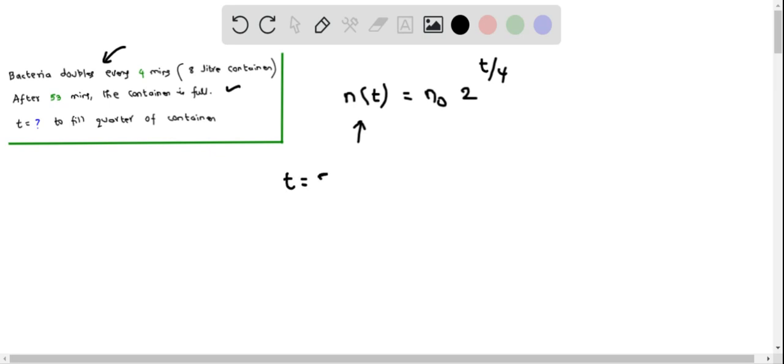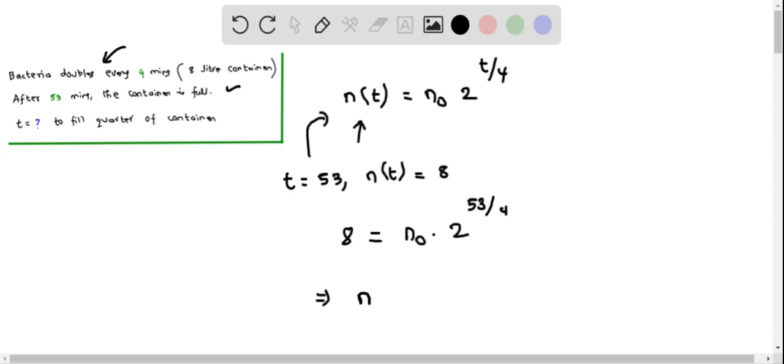And we're also given this, that is after 53 minutes the container is full, that is when t equals 53, N(t) equals 8 liters. So there are about 8 liters of bacteria after 53 minutes. Now let's put this into this equation, and we can solve for N0. So I'm going to replace N(t) by 8, and this equals N0 times 2 raised to the power of 53 by 4.